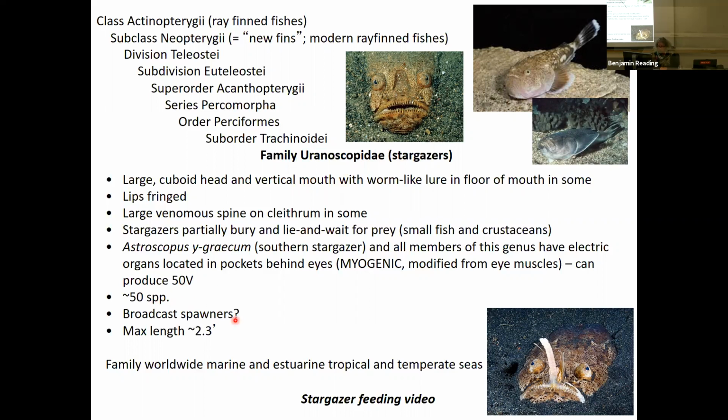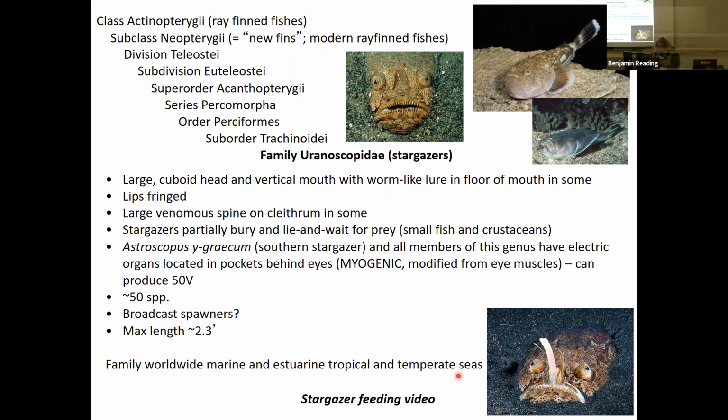You know, we consider these things broadcast spawners with external fertilization because that's what most fish do. But we don't really know all that much about the reproduction of fishes in family Uranoscopidae, so it's sort of our best guess. Max length is about 2.5 feet. Family is worldwide marine and estuarine distribution, usually in tropical and temperate seas.